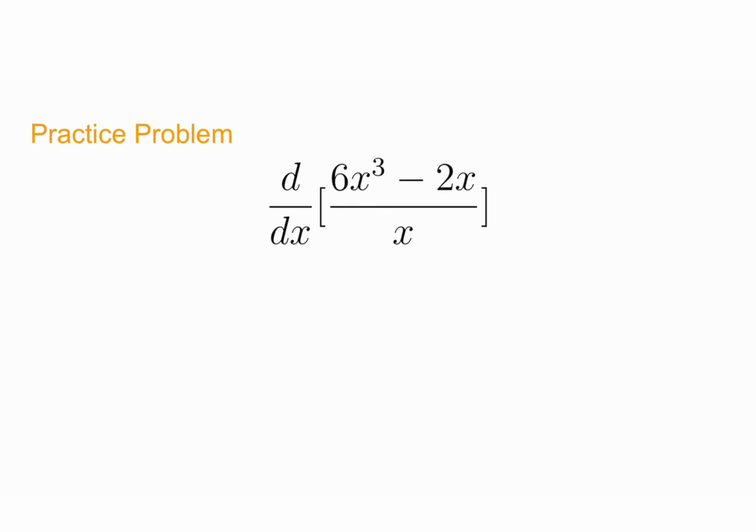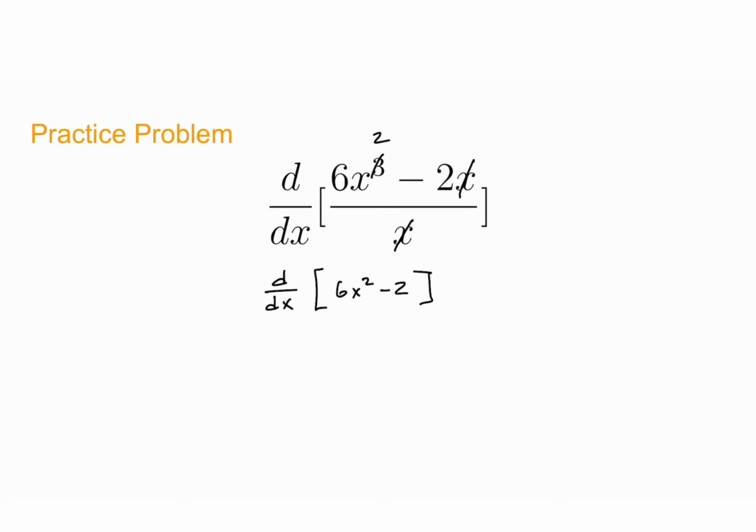Another problem here is we've got the derivative of this quotient of 6x cubed minus 2x over x. Now this one is a bit different and a little bit more intimidating than the other questions that we've looked at. But the way that you can simplify this is notice that you've got an x in every term of this quotient here. So we can actually write this as 6x squared minus 2. We just simplified a little.